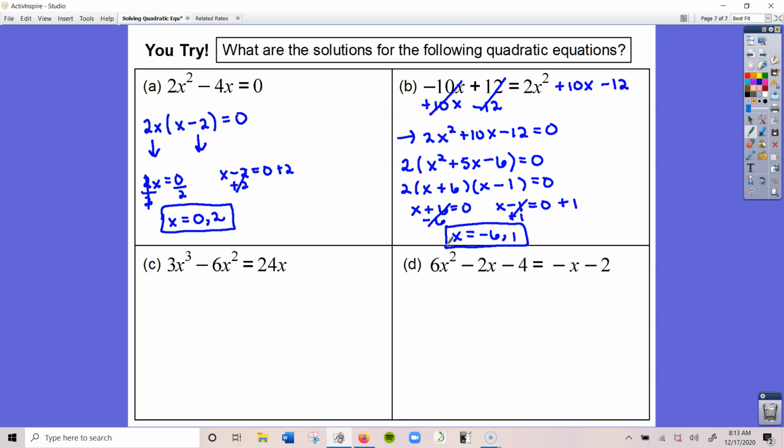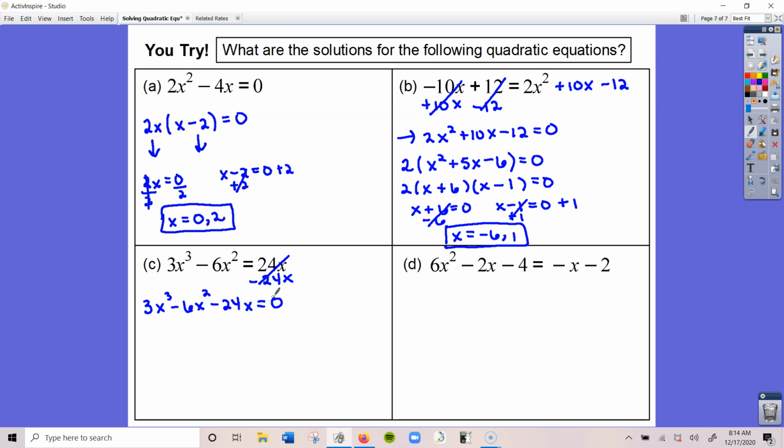For this last one here, this is not a quadratic because you can see that we have the 3x to the third. However, we can probably see if we can factor this anyway. So let's see what happens. We're going to move everything over to the left side of the equation so that it is equal to 0. So I'm going to subtract this 24x, and we will get 3x to the third minus 6x squared minus 24x is equal to 0.